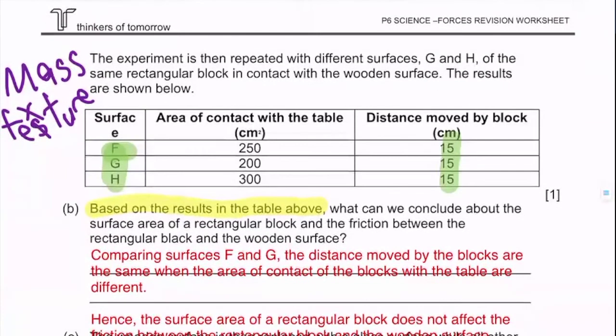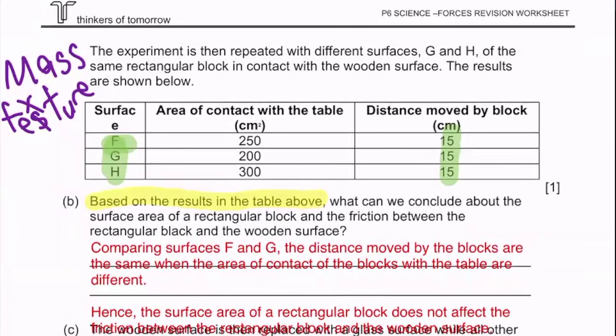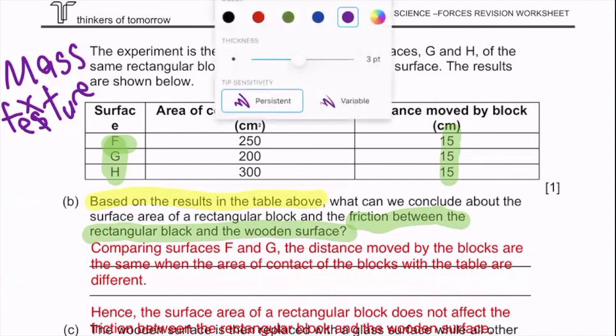Do you all follow? The one at the bottom is not clear. Can I read to you all what I wrote at the bottom? Basically, it's just telling me, hence, the surface area of a rectangular block does not affect the friction between the rectangular block and the wooden surface. That's all. So the first thing is always your evidence. You compare your evidence here.